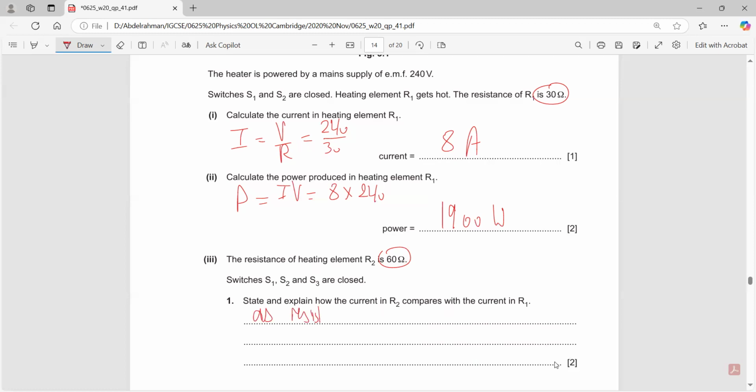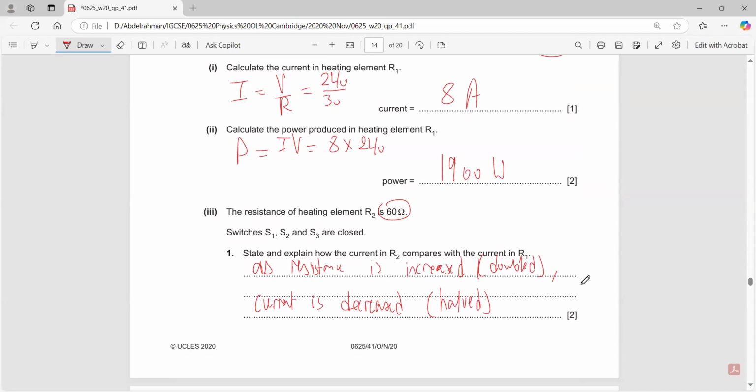As resistance is increased, you can say doubled, the current is halved. Current is decreased, or to be more accurate, it is halved. Instead of 8 amperes, it is only 4 amperes. They are inversely proportional. All good?